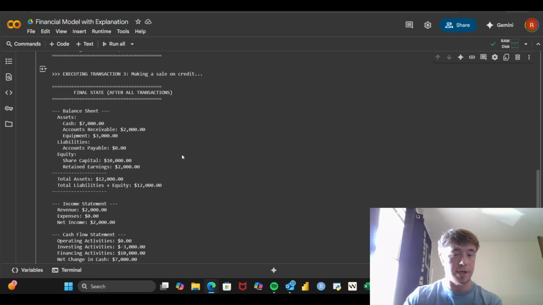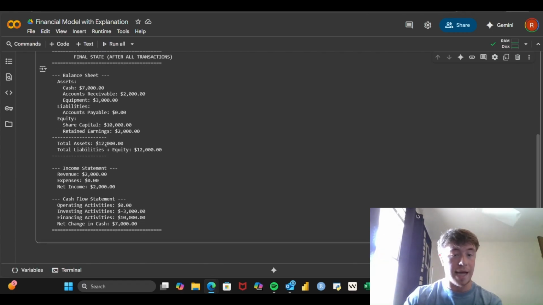And transaction 3, we made a sale to a customer, so we will be receiving $2,000 from them, but the cash hasn't actually quite hit yet. But as you can see, the assets and liabilities plus equity are equal to each other again, which the balance sheet should always do. The income statement, we actually made revenue because this was a sale. So when you sell something to a customer, it is considered revenue.